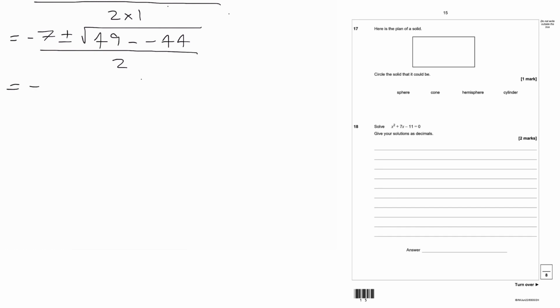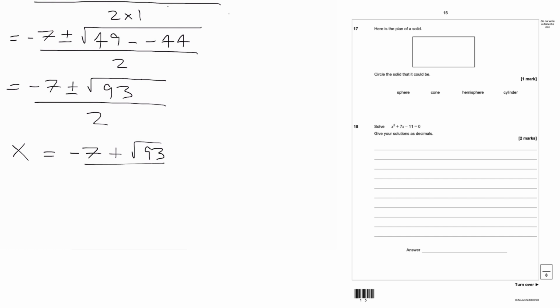So we just keep going and simplifying this. So we have minus 7 plus or minus the square root of 49 plus 44, which is going to give us 93, over 2. So our two solutions for x here are minus 7 plus root 93 over 2, and minus 7 minus root 93 over 2.